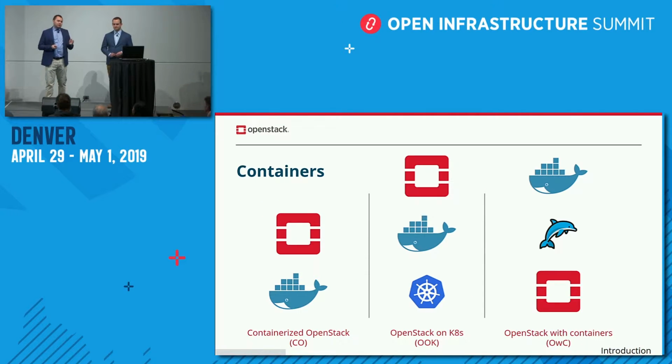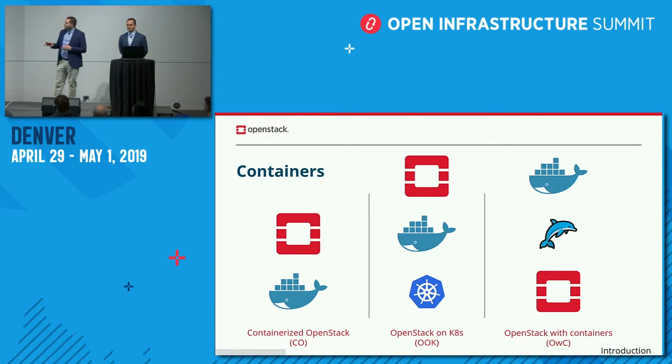Okay, talking about containers. It's important to understand the difference between a containerized OpenStack and OpenStack with containers. Containerized OpenStack means that our control plane, our OpenStack services themselves, are inside containers. On the other hand, OpenStack with containers means that our cloud can provide containers as a service. So we can run containerized applications on our cloud. For example, in OpenStack, there is the Zun project that can do that.